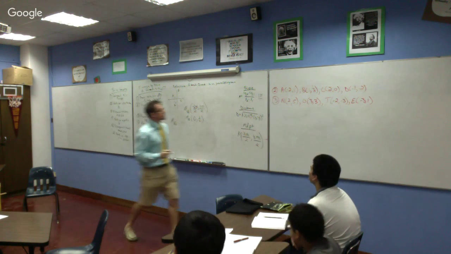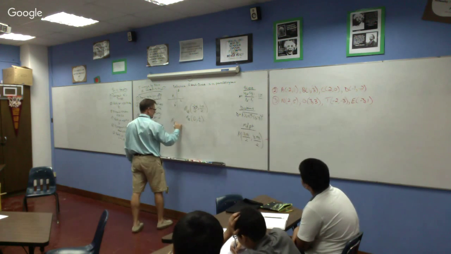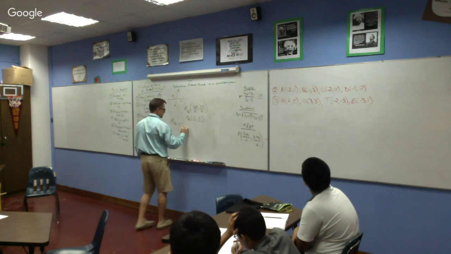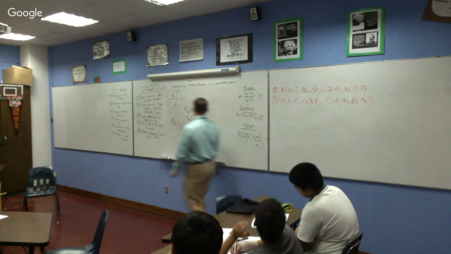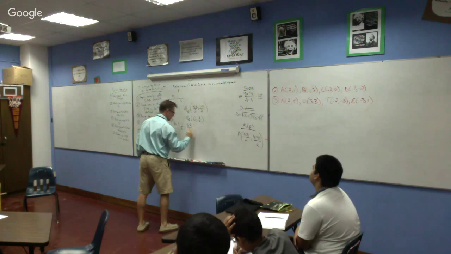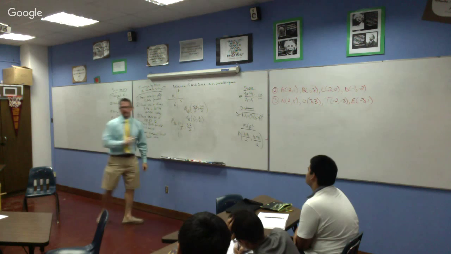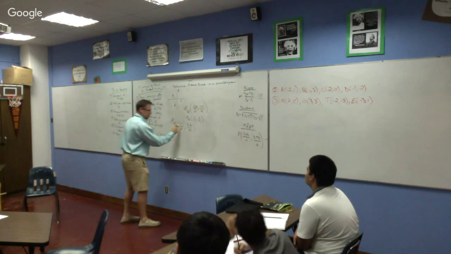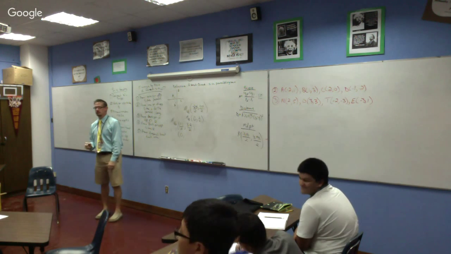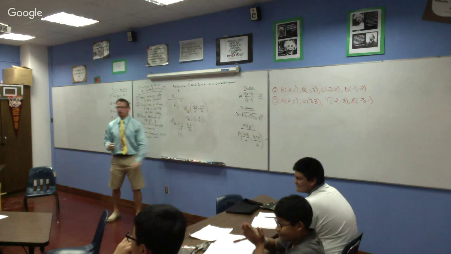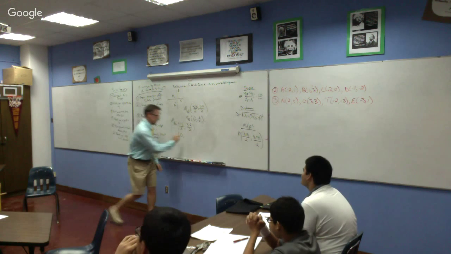Now segment BD, same thing. 1 minus 1 over 2, and 3 minus 2 over 2. What's 1 minus 1? 0. What's 0 divided by 2? 0. Uh-oh. But 3 minus 2 over 2. 3 minus 2 is 1. 1 over 2. Uh-oh.